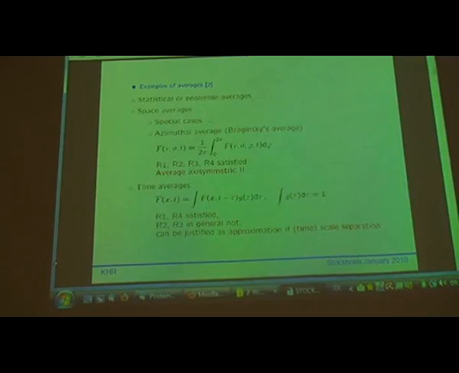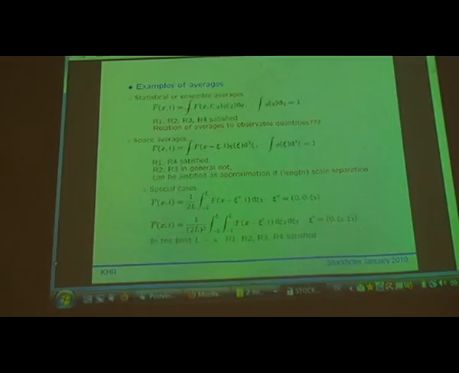Yes? With this box averaging, then you don't need scale separation, or you still do? No, then you don't need scale separation. And with the box function, I mean this.